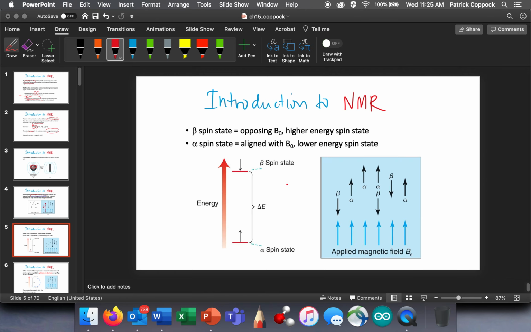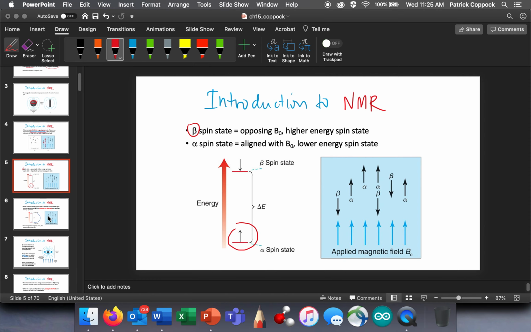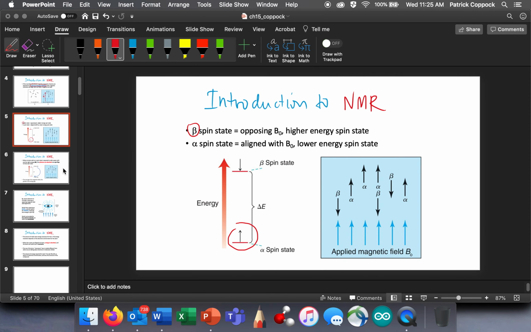Now, the higher energy spin state is beta, right? And what we can do is we can take an alpha and apply energy to it, and it will flip it to a beta, right? So this is a spin flip, where it goes from alpha to beta. All right, I'm going to go slowly. I'm going to try to keep with the slides here because it'll keep me organized, all right?